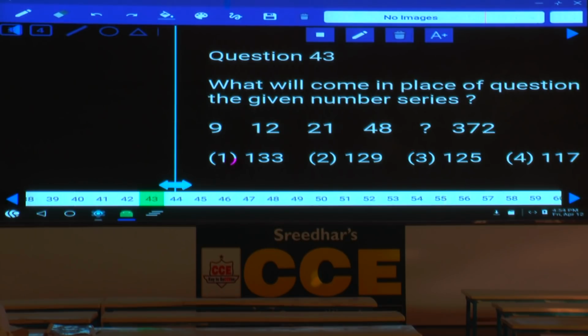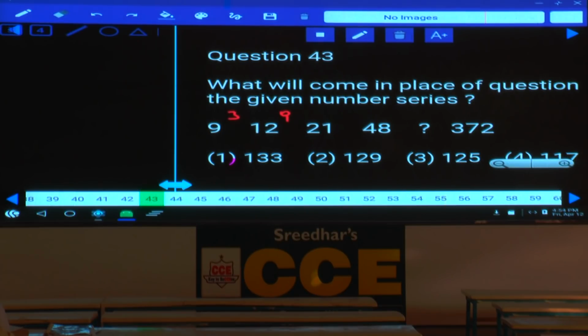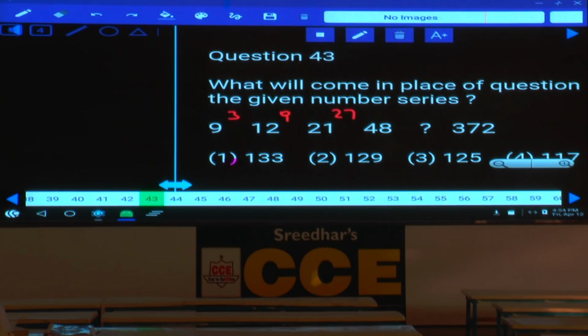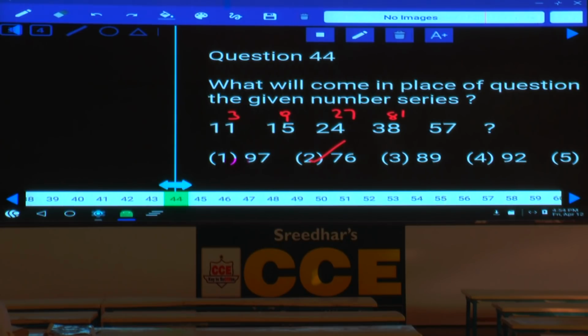Then coming to 43. The numbers are 9, 12, 21. What is the difference between 9 and 12? 3. Next difference is 9. Next difference is 27. These are 3 power 1, 3 power 2, 3 power 3. Next one is 3 power 4, which is 81. 48 plus 81 is 129, choice 2. Done with this? The differences between the numbers are powers of 3: 3 power 1, 3 power 2, 3 power 3, 3 power 4 are added.